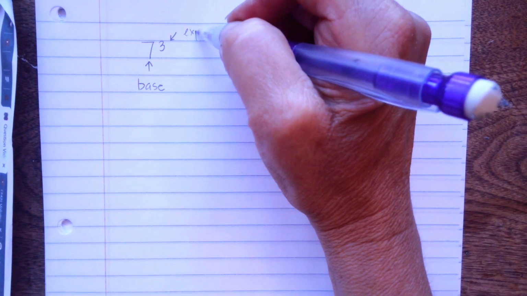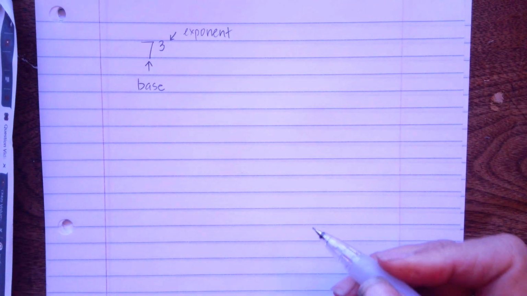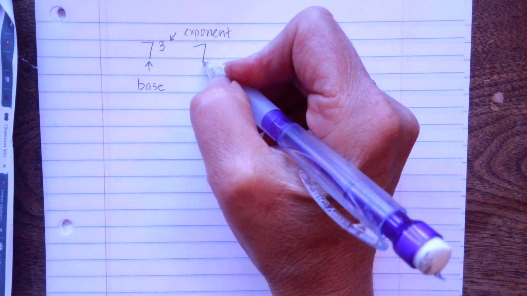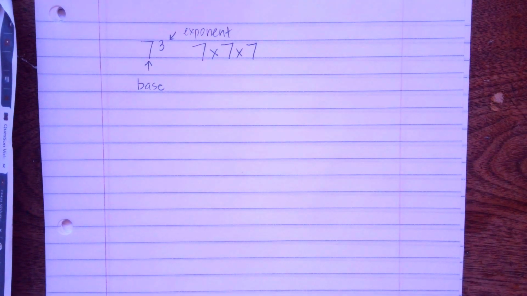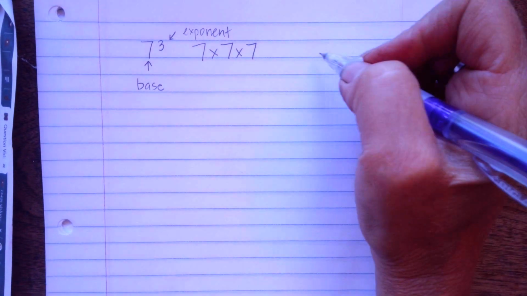So this is an exponent, and this is called the base, and this right here is called the exponent. And it seems like it means 7 times 3, but what it actually means is you're going to multiply 7 by itself 3 times. So we know 7.